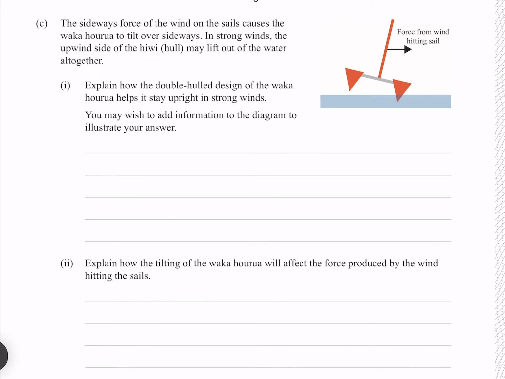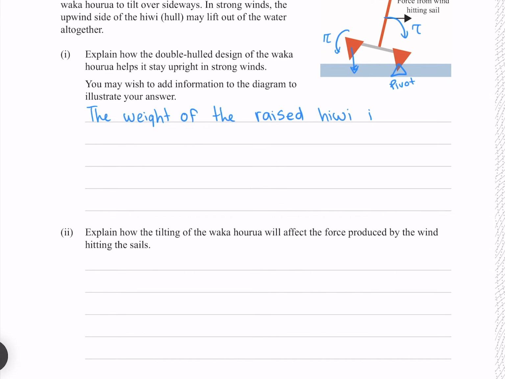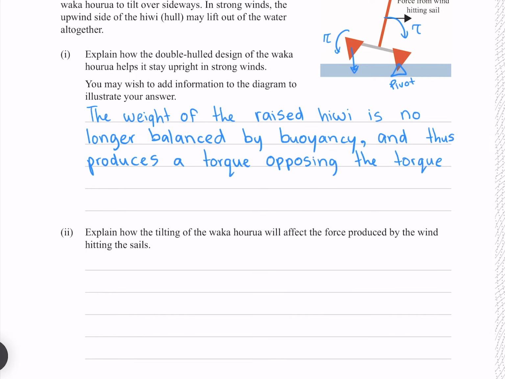As our waka tilts, we end up with this end behaving like a pivot, and with this end out of the water and no longer having a buoyancy force to counter the weight, it's going to produce a torque countering the torque produced by our wind. So let's write that down. The weight of the raised hiwi is no longer balanced by buoyancy, and thus produces a torque opposing the torque from the wind, pivoting about the hiwi still in the water.